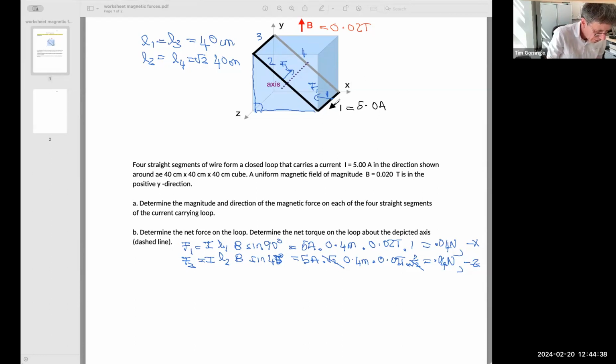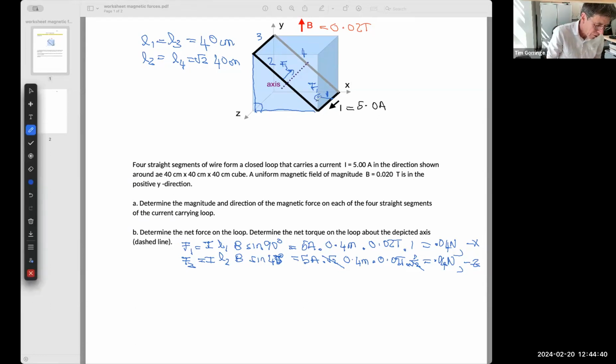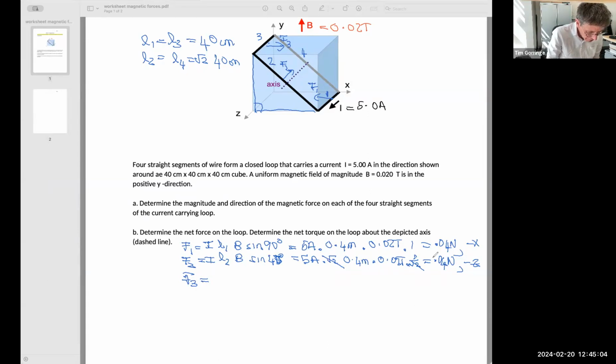So while wire 1 experienced a force towards the left-hand side, wire 3 will experience a force that's towards the right-hand side. So let me indicate that. And so I'm just going to write down the force on wire 3. The strength of the force, what I'm talking about, is going to be the same as the strength of the force on wire 1.